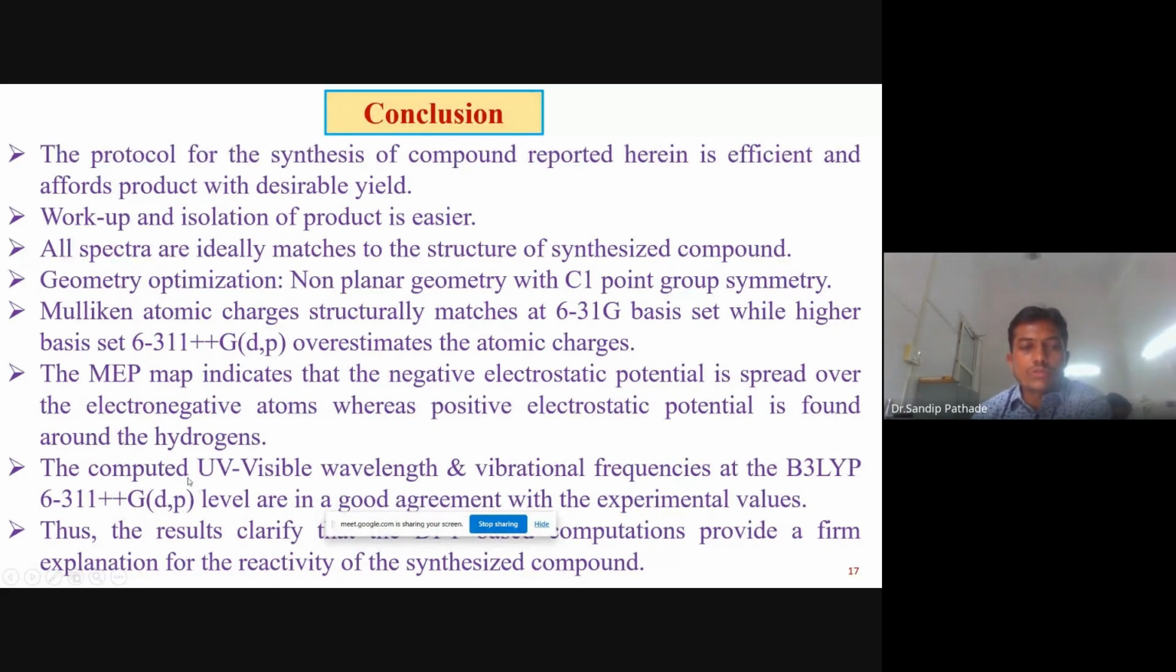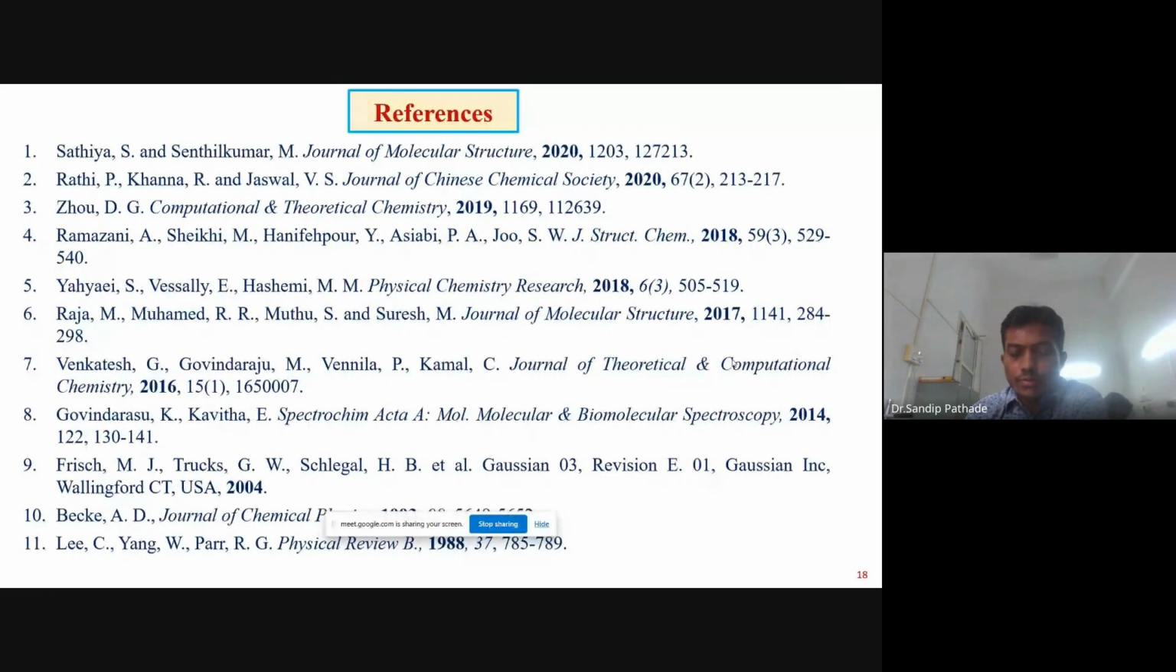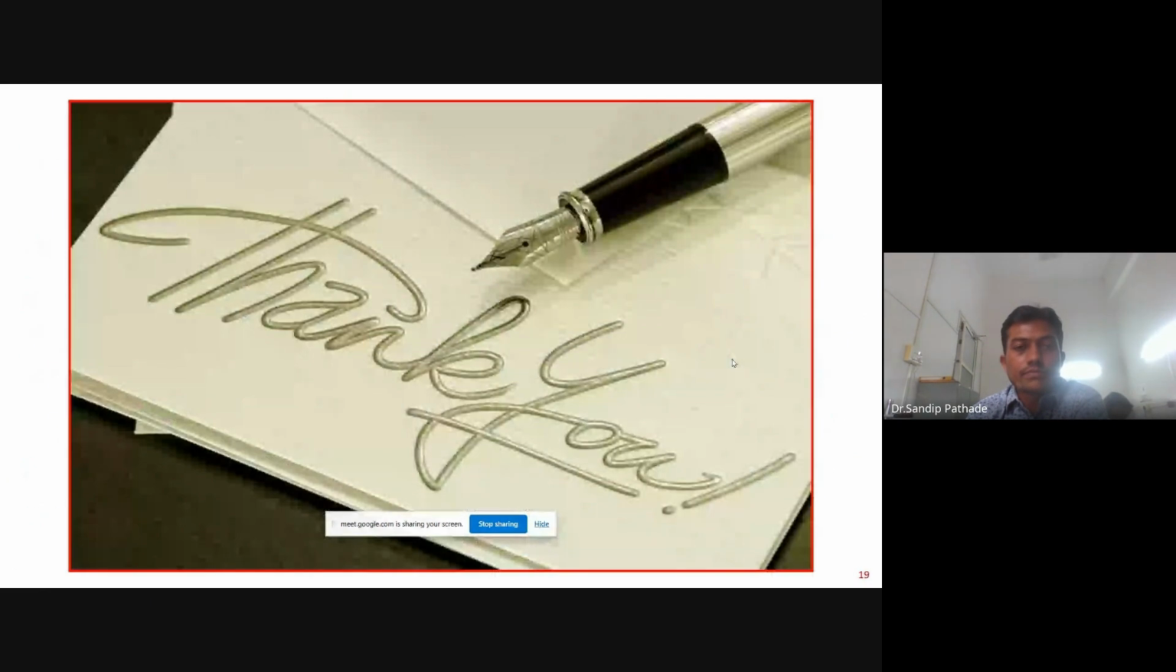Also, we computed the UV spectrum and IR spectrum. The computed UV-visible wavelength and the vibrational frequencies at the B3LYP level with the 6-311++G(d,p) basis set are in good agreement with the experimental values. Therefore, all these results clearly show that the DFT computations provide a firm explanation for the reactivity of the synthesized compound. These are some references that are utilized for this work.